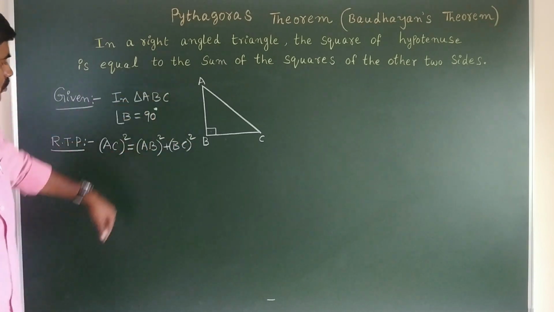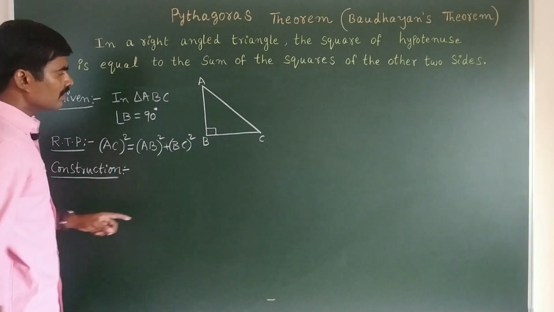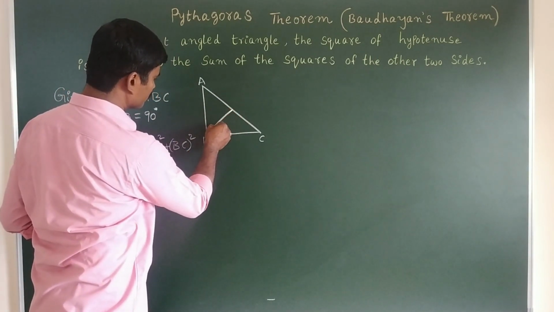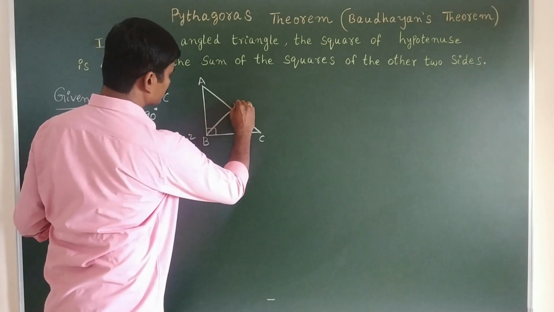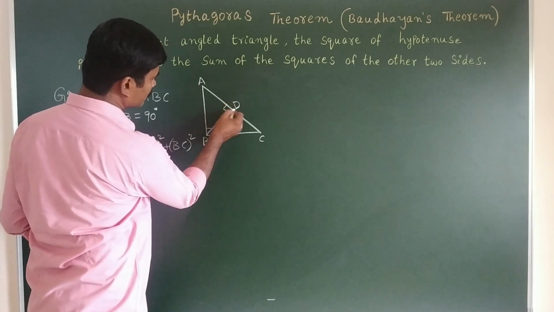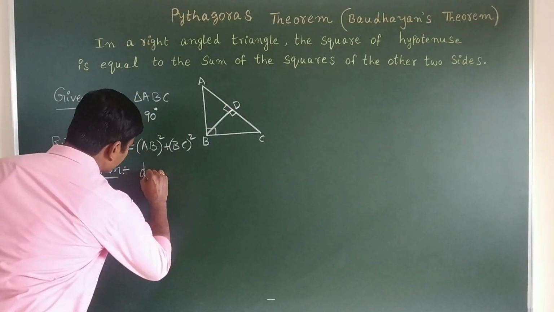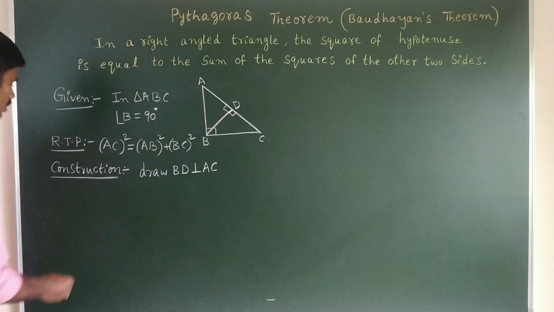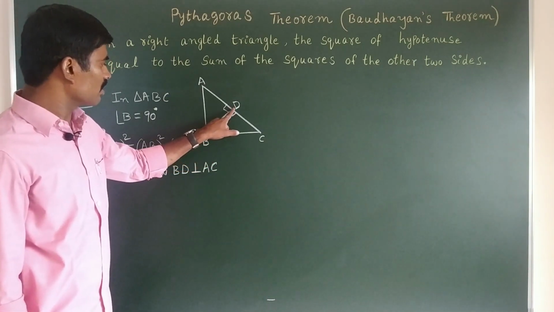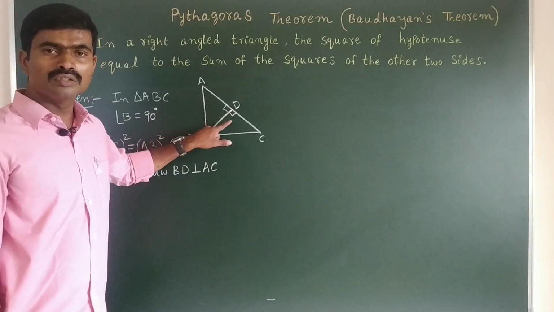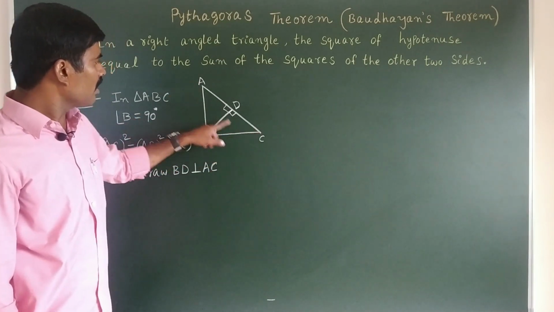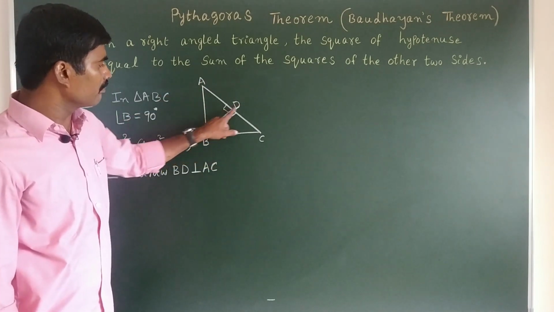To prove this theorem, we need some construction, that is, draw a perpendicular line BD to AC. So draw BD perpendicular to AC. Next, proof. After the perpendicular line is drawn, the triangle is divided into three triangles: the main triangle ABC, triangle ABD and triangle BDC.